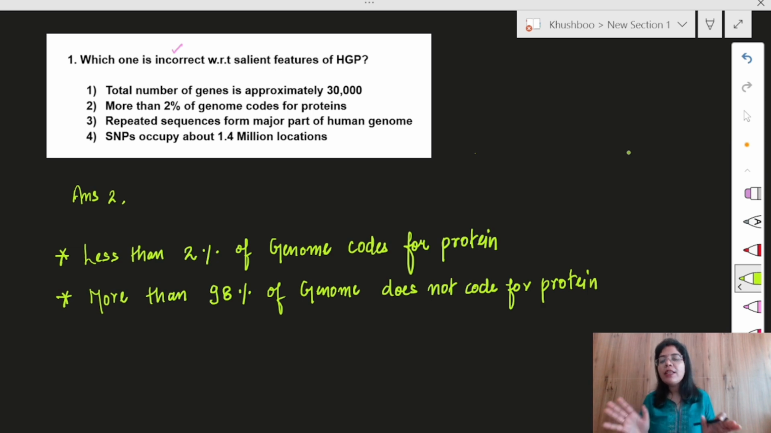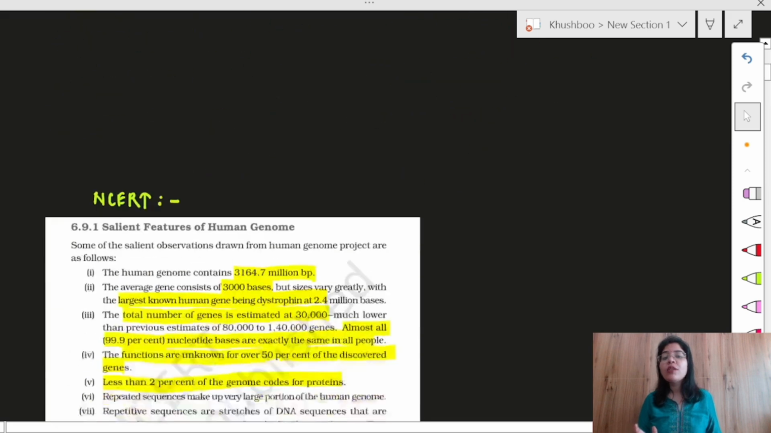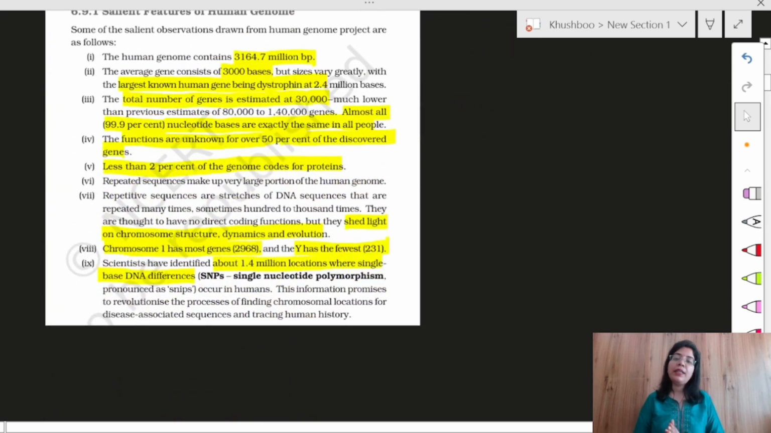So in any way they represent it, these two will be correct, but here they have mentioned it wrong. Here they have mentioned more, but it is less than, right? After obtaining the entire sequence of our DNA, or you can say our genome, we have got some salient features which are represented in NCERT like this. You can quickly pause and revise it, right?